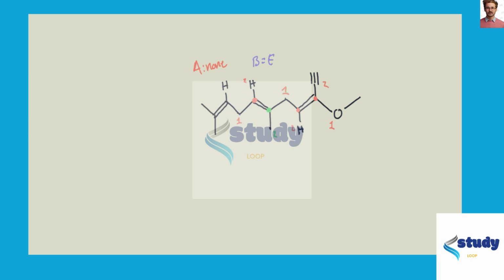Now we connect 1 to 1. And look at that, we crossed over the double bond, meaning the highest priority substituents are on opposite sides of the double bond. And so C is E.